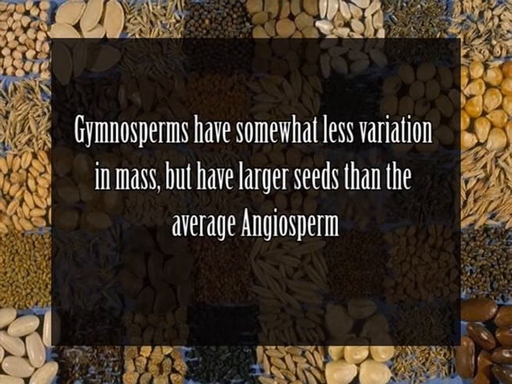Gymnosperms have somewhat less variation in seed mass, but usually have larger seeds than the average angiosperms. Plant size has been found to be the strongest correlate with seed mass across a diverse assemblage of plant species, even stronger than mode of dispersal or environmental conditions.